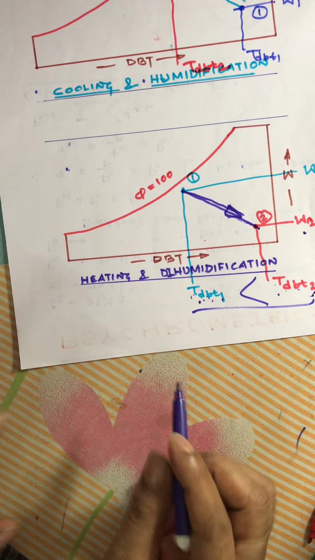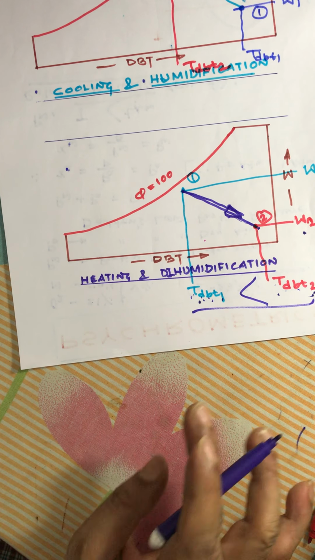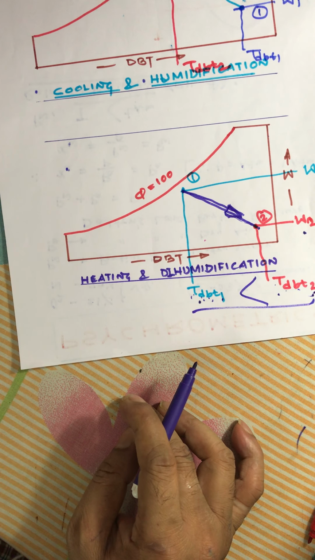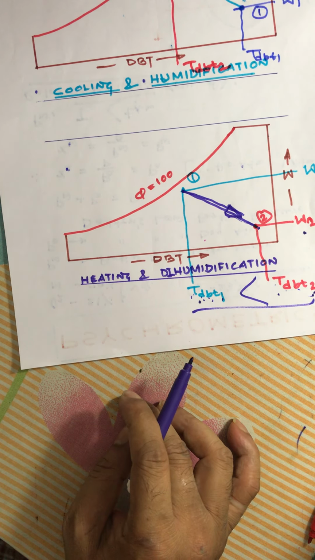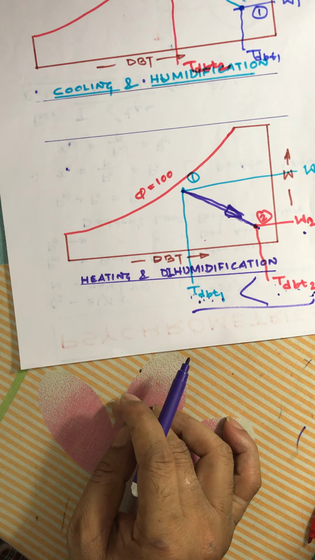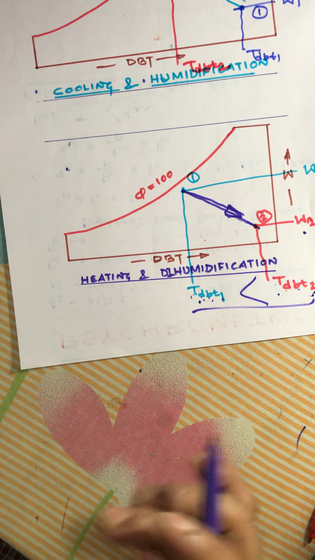So, these are the basic processes involved in air conditioning, which are related to the psychrometric chart. I hope this lecture will help you understand the different processes involved in air conditioning and how we can calculate the energy for a particular case.